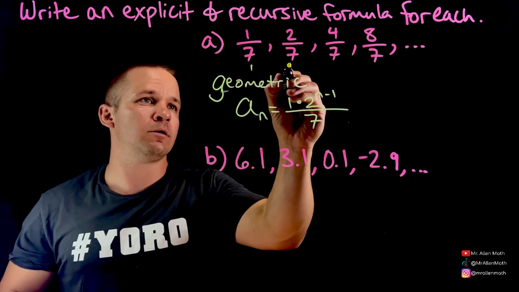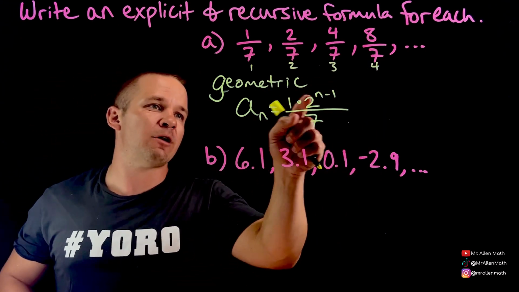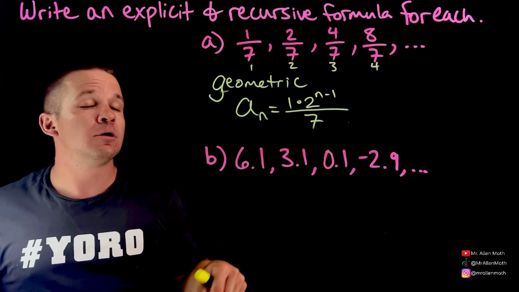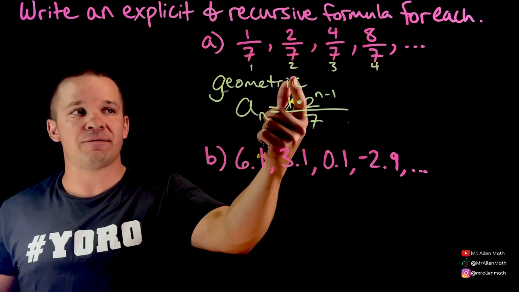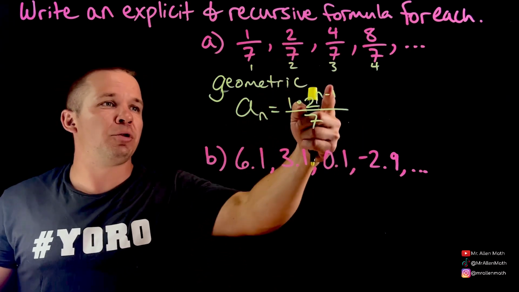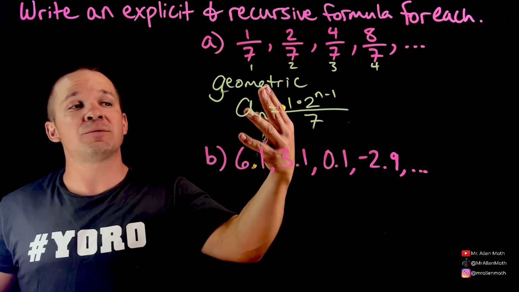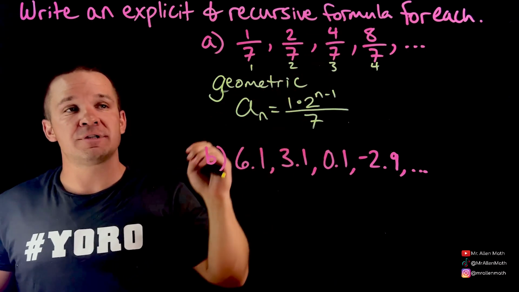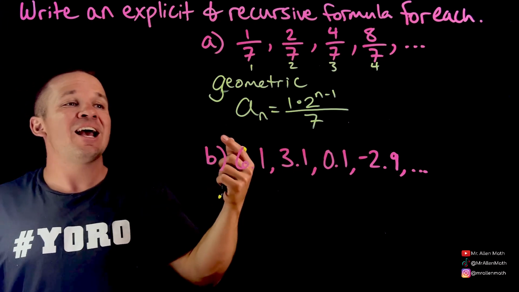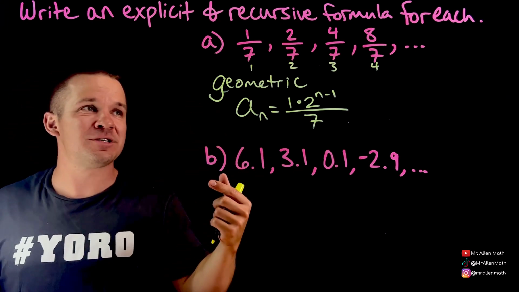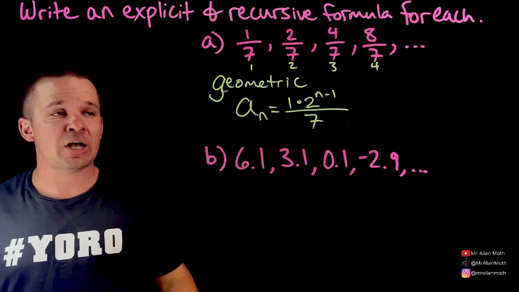If I plug in 2 for my second term, this is term 1, 2, 3, 4. It can help to write those numbers in some of these trickier scenarios. If I plug 2 in, I get 2 to the first, which is 2, times 1 is 2, over 7 is 2/7. If I plug in 3, I get 2 to the 3 minus 1, so 2 squared is 4, times 1 is 4, over 7 is 4/7. Let's see it happen one more time. If I plug in 4, I get 2 cubed, which is 8. 8 times 1 is 8, over 7, 8/7. We're good to go.